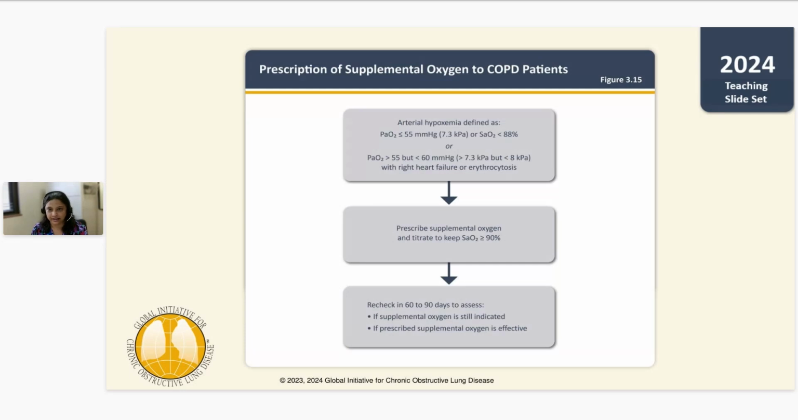I'll add a caveat there that in patients who are also hypercapnic, you do not want to over-oxygenate these patients. So when you're giving supplemental oxygen, the target should not be to increase the oxygen saturation more than about 92 or 94%. You would want to recheck in 60 to 90 days if the supplemental oxygen is still needed and if the prescribed oxygen levels are effective or if they need to be modified.